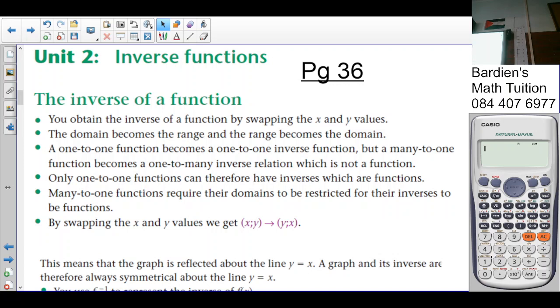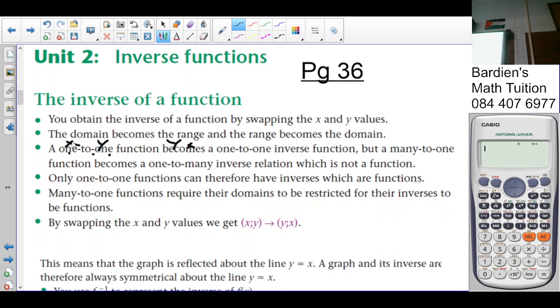You understand? The domain becomes the range and the range becomes the domain. Because if you swap x and y around, the domain which is x becomes the range now, and the range which is normally y becomes the x which is the domain. A one-to-one function becomes a one-to-one function. Why? Because if x is 1, it becomes y is 1. If y is 1, it becomes x, which is also 1. So one-to-one remains one-to-one. Make sense?